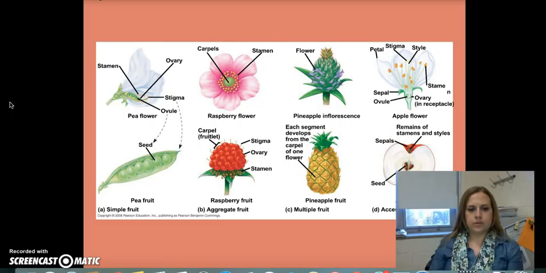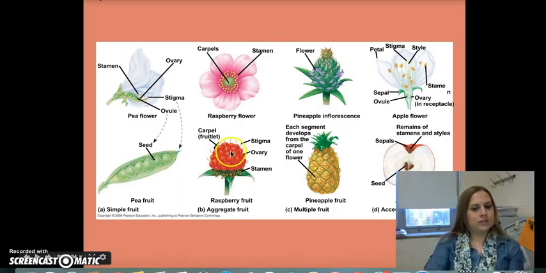Here we have some examples of fruits. A simple fruit would be like the pea fruit. This is the entire pea pod, and then the peas inside are the seeds. An aggregate fruit, here you're looking at a raspberry. You've got all these little carpels which make up fruitlets. All together we consider the raspberry to be the fruit, a group of smaller fruitlets contained within one.